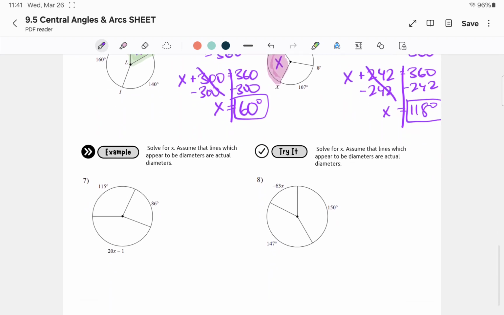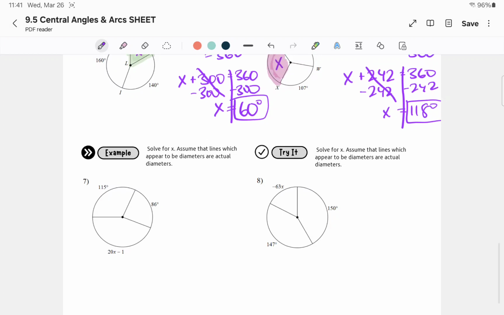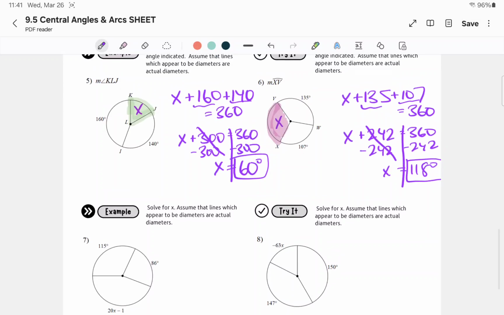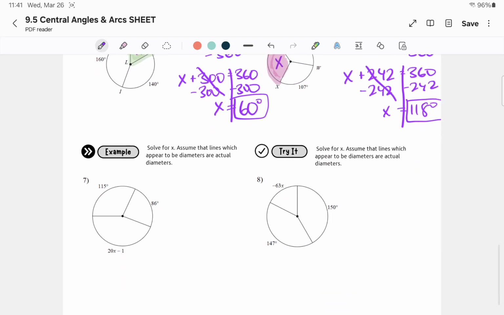Okay. And now same concept as the other side. We just now have expressions. So see how up here we have just numeric, we're just trying to find what x is by subtracting from 360. Down here for 7 and 8, we are setting up an equation to equal 360. So we have, and it doesn't matter where you start, let's start with the 115 plus 86 plus this expression here, 20x minus 1. That's all going to equal 360.